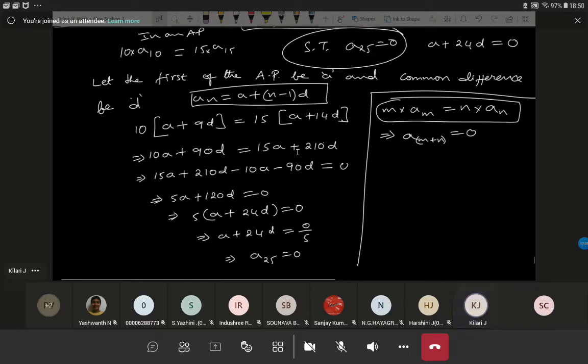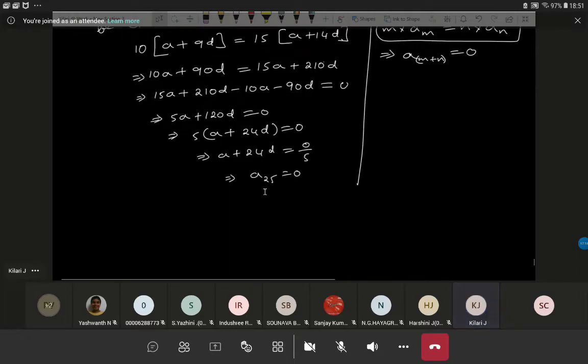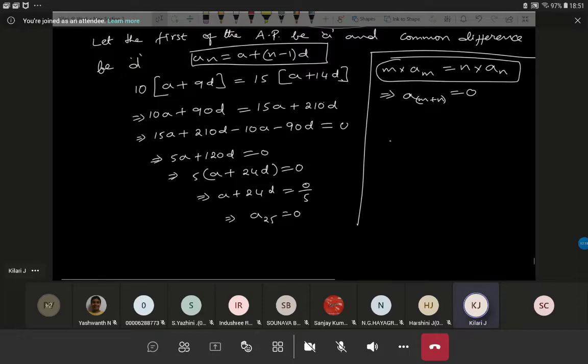The procedure is the same. Instead of the mth term, we will write a plus (m minus 1) d. In the place of an, we will write the formula a plus (n minus 1) into d, and we will simplify it. Finally, we will get a plus (m plus n minus 1) into d equal to 0.